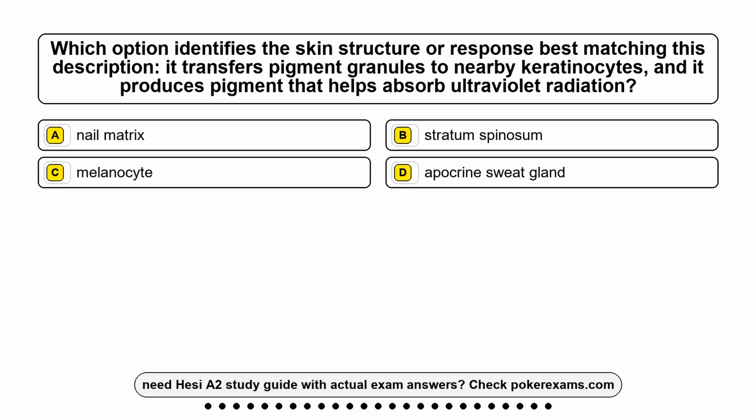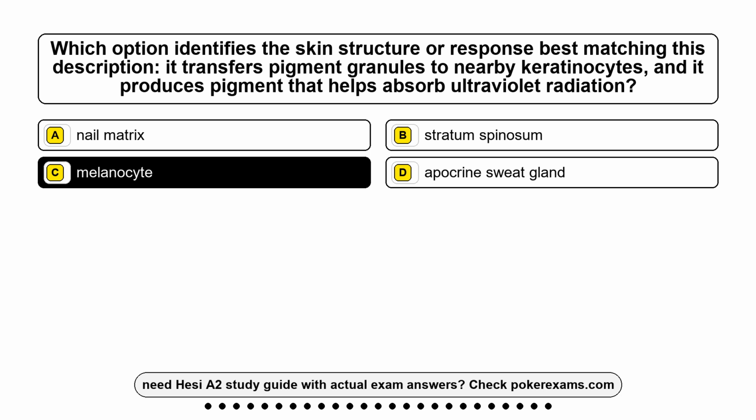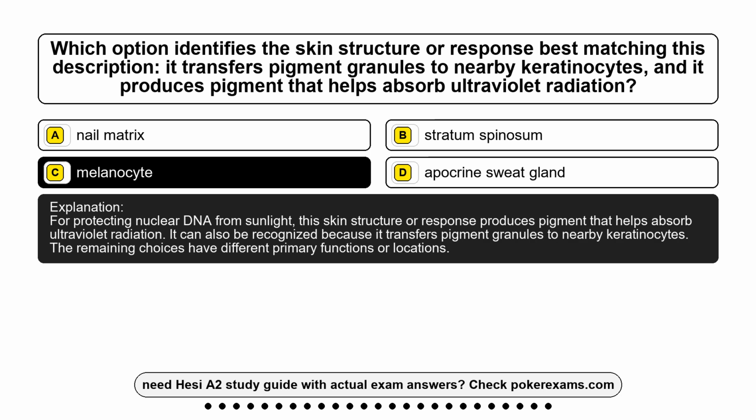Question 21. Which option identifies the skin structure or response best matching this description? It transfers pigment granules to nearby keratinocytes, and it produces pigment that helps absorb ultraviolet radiation? Option A, nail matrix. Option B, stratum spinosum. Option C, melanocyte. Option D, eccrine sweat gland. The correct answer is option C, melanocyte. For protecting nuclear DNA from sunlight, this skin structure or response produces pigment that helps absorb ultraviolet radiation. It can also be recognized because it transfers pigment granules to nearby keratinocytes. The remaining choices have different primary functions or locations.